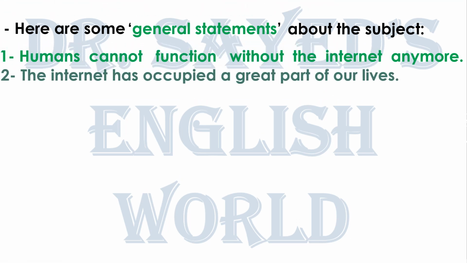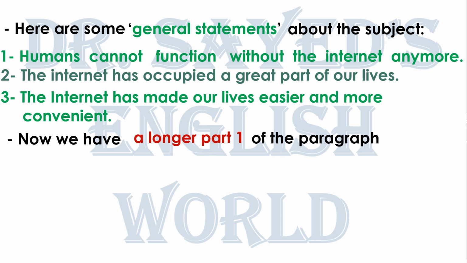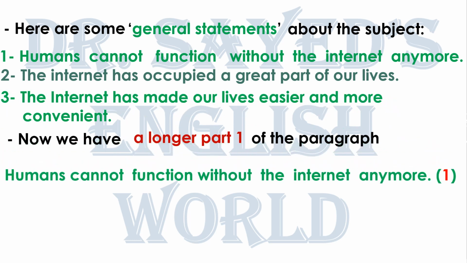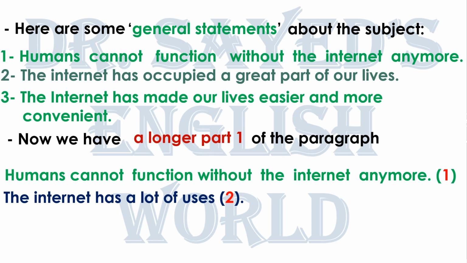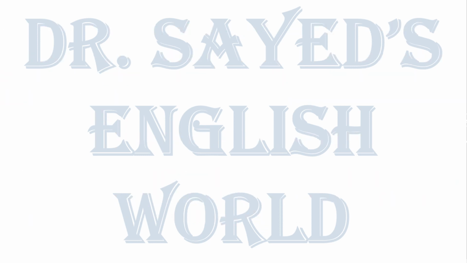This is another general statement. The internet has occupied a great part of our lives. And this is a third general statement. The internet has made our lives easier and more convenient. Okay, so now we have a longer part 1 of the paragraph. Let's see how it is longer. I'm going to use this general statement and add it to part 1. Here it is. Humans cannot function without the internet. And here are the other 2 sentences. The internet has a lot of uses. I'm going to talk about the uses of the internet. So now I have a longer part 1 consisting of 3 sentences instead of 2.